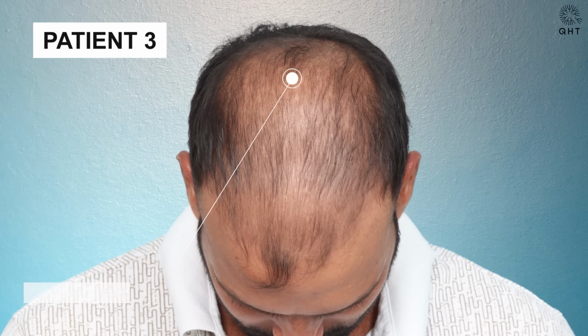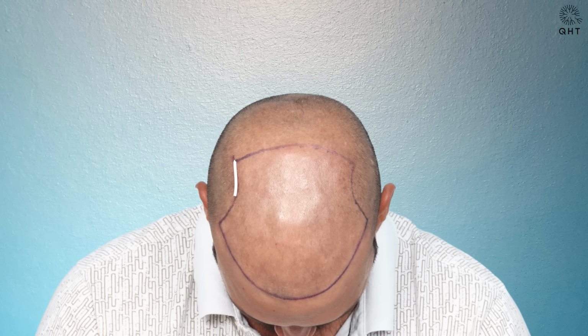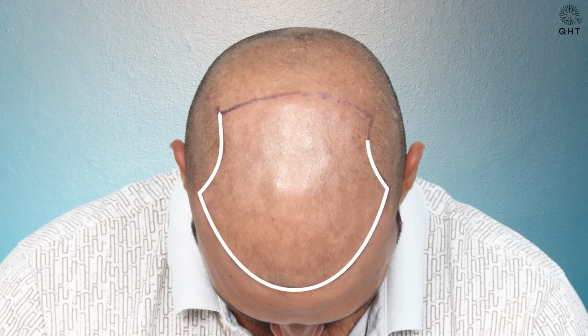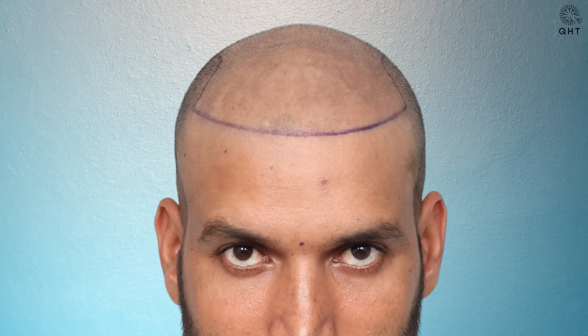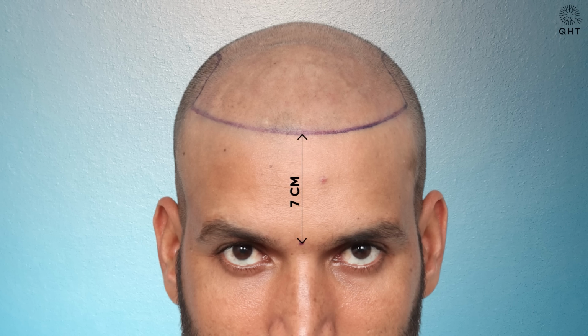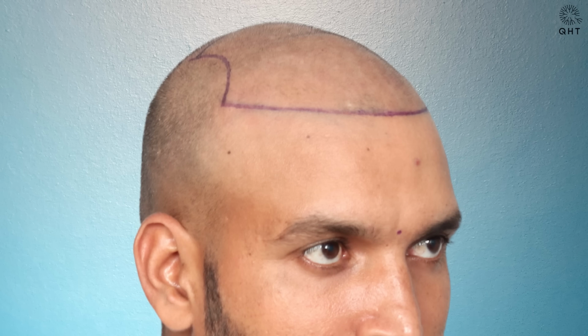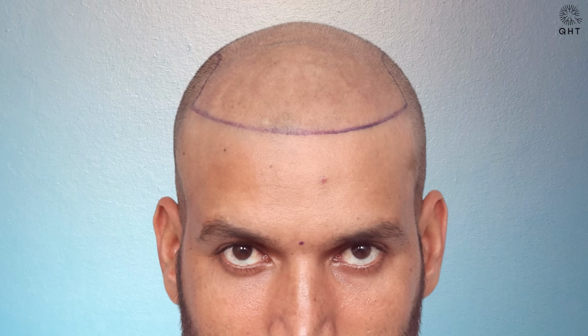For patient 3, who was facing an advanced stage of baldness, the experts designed a customized hairline and marked the entire affected zone from the frontal area to the mid-scalp. The design was tailored using precise glabella-based measurements and aligned with the patient's facial proportions and age to ensure a natural and symmetrical look.